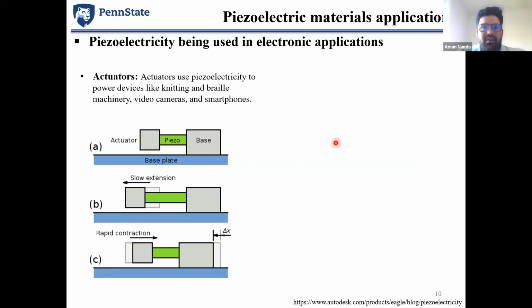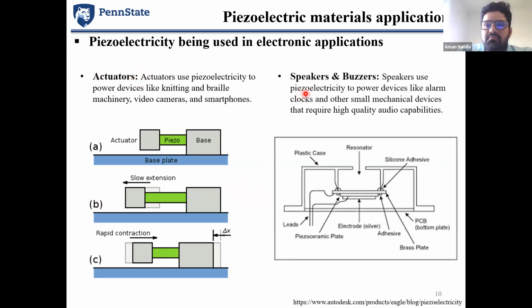So moving on to electronic applications. Piezoelectric actuators are widely used in many applications like video cameras, smartphones, and barrel machinery. Actuators use the converse piezoelectric effect. When we apply an electric field, they either contract or expand depending upon the polarity of the field. I'll explain this in more detail when I get to the nozzle of the inkjet printer.